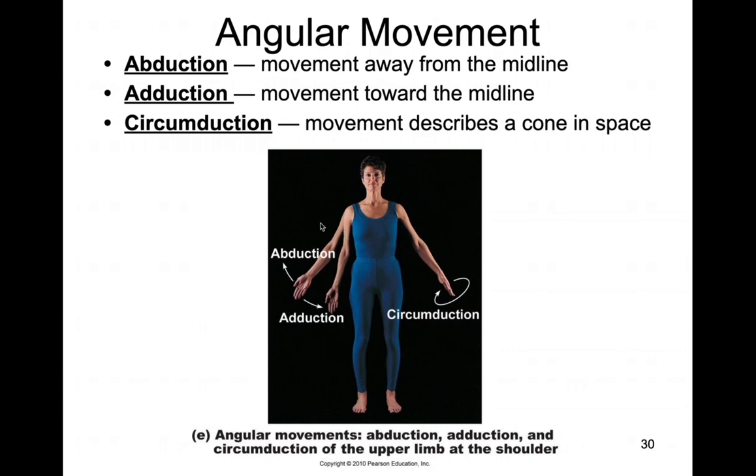So abduction, you can see the arm moving out to the side. Adduction, pulling it in. Circumduction would be swinging this arm all the way around in the big circle.